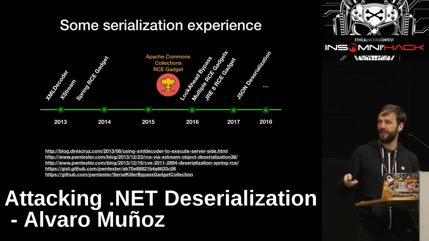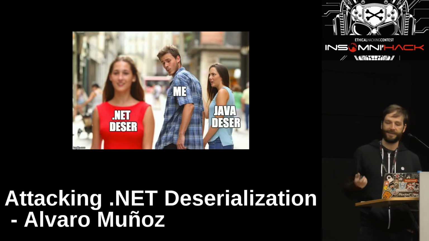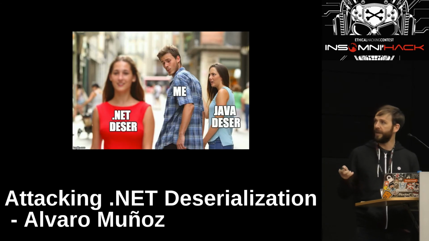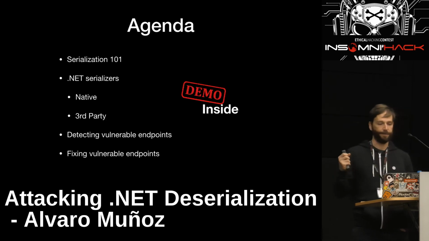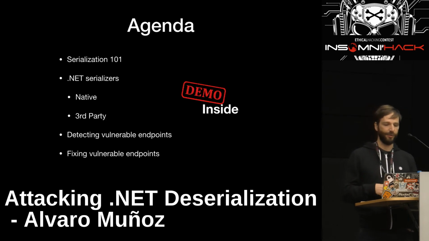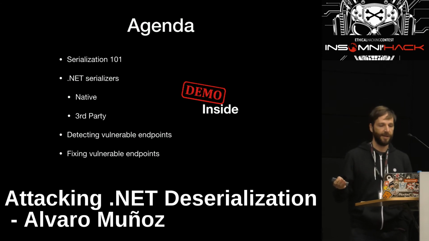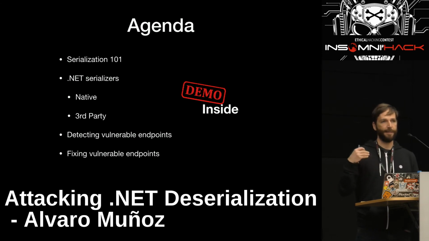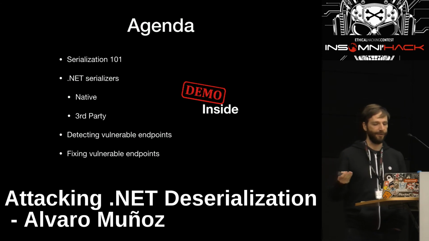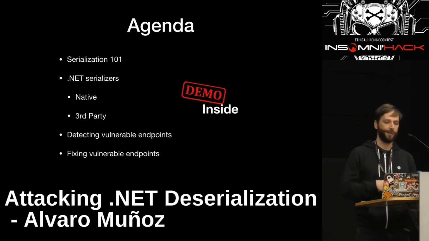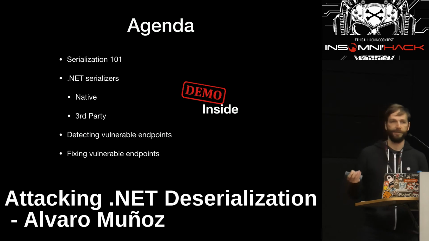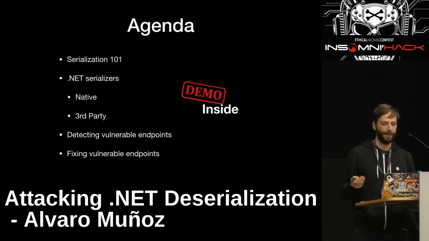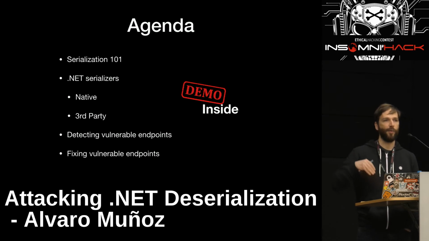So at some point, I changed my interest, and I started looking at .NET. And this is what this talk is about. We're going to see a brief introduction to serialization formats, and then we will see the most popular and used .NET serializers, both by Microsoft and third-party libraries like JSON.NET. If we have time, we will see some demos, including this Microsoft remote code execution in Azure. And then we will see how we can detect these vulnerabilities, and then fix them.